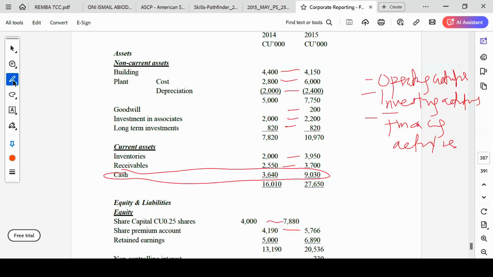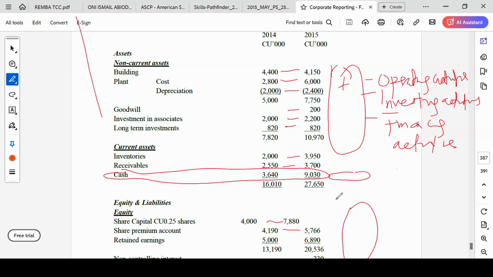Now, when I'm doing that for assets, any increase in assets, I'll take it as a negative. Any decrease in assets is what I'll take as a plus. But for liabilities and equities, I'll take it straight. All this movement, when you have done that, is going to equal the change that you have here. The difference here is how much? 9,030 minus, what do we have there? Prior year, 3,640. So 5,390. You can try this later afterwards.